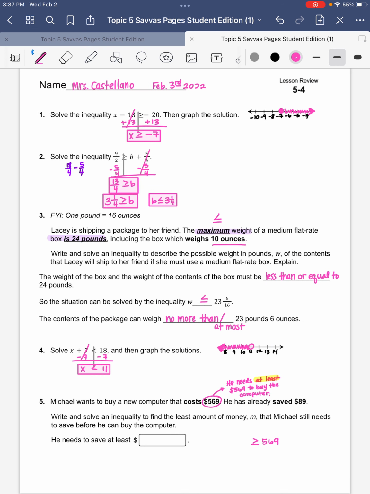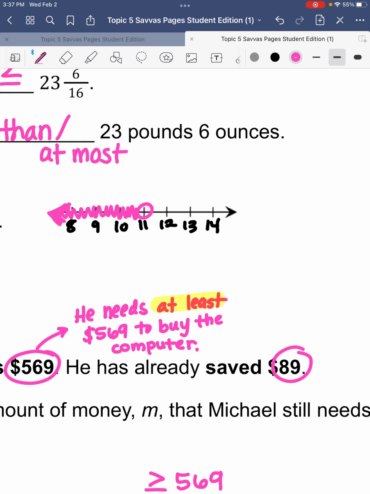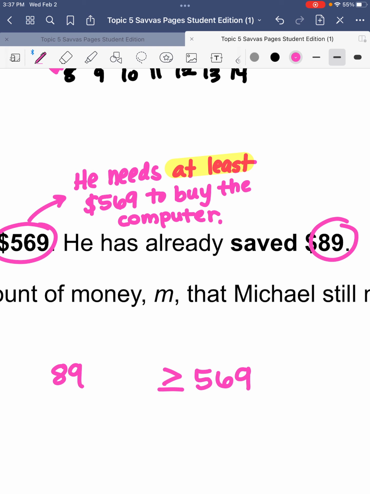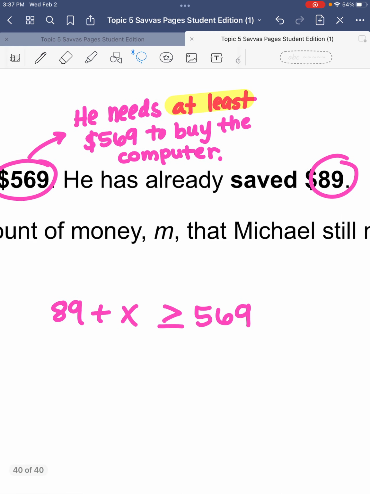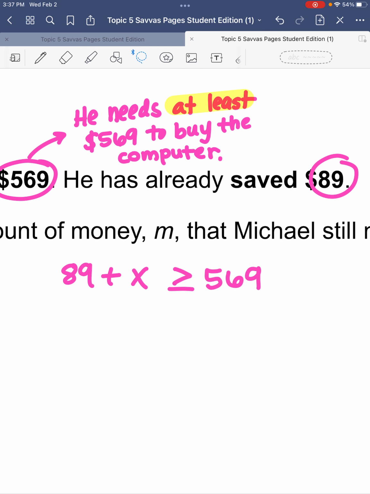Now, other important information. He's already saved $89. So we're trying to figure out what he needs to save still. So we've got our 89 here, and we've got an unknown value. What operation connects these two pieces? Well, this is what he has, and this is what he needs. Wouldn't it make sense to add them together? So now we have our inequality. Is this an inequality that we can solve? It sure is. So I'm going to use some teacher magic and move this up a little bit.